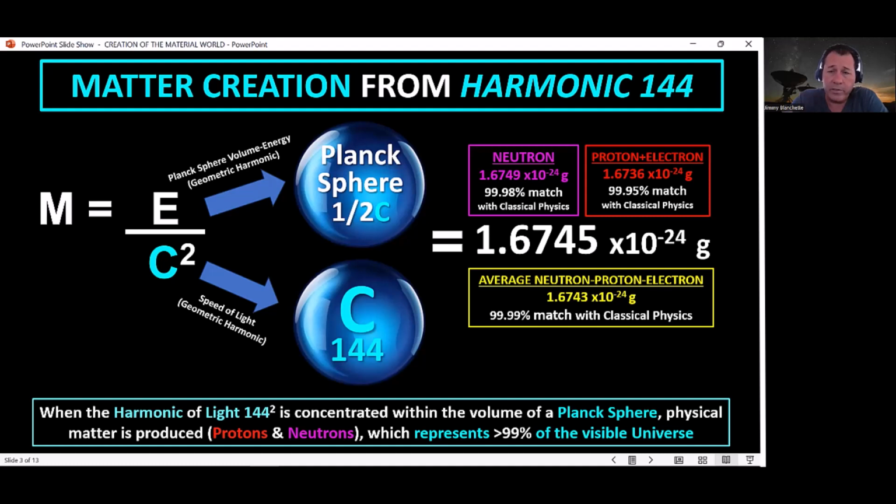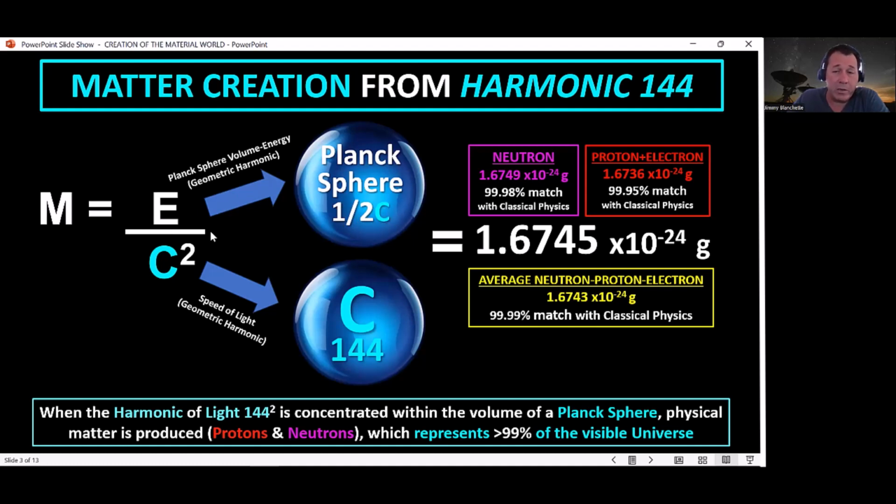Now, how is this equivalent to energy? Well, you know that the volume of that sphere itself, everything is filled with energy. And that volume of energy, since we're using geometric harmonic units, we will be equating to harmonic energy. So that Planck sphere volume is filled with that energy, and it's that value that we're going to be using here in the equation. If we do this, the representation of that Planck sphere volume energy can be represented by 1 over 2 times the speed of light harmonic here. The C again represents harmonic 144.